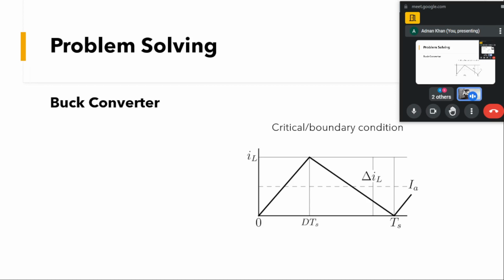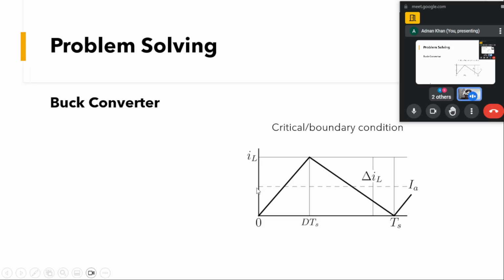Here we can see that our conduction is interrupted, like the current is getting zero for some amount of time. We don't want that. For this boundary condition, the current starts from zero, goes to some peak value and comes back to zero. Now this is the boundary condition.